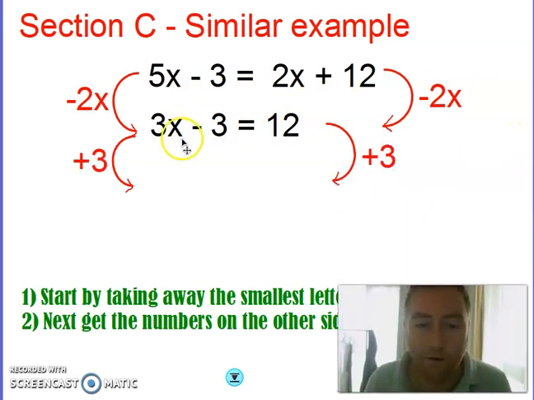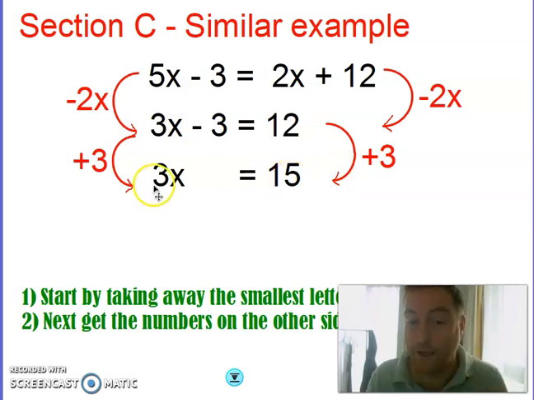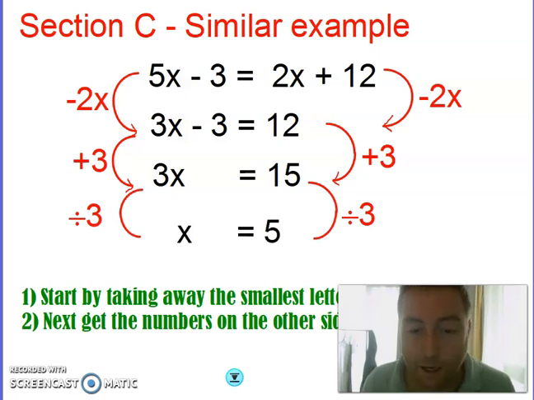So when I add 3, I'm not adding any x's. I've still got 3 x's. But minus 3 plus 3 cancels out. It's gone. 12 plus 3, that's numbers plus numbers, that's okay. I get 15. And you can see this is easier. Look where we started, look where we are now, much simpler. So if 3x equals 15, 3 times something is 15, let's divide by 3 and we get x equals 5.